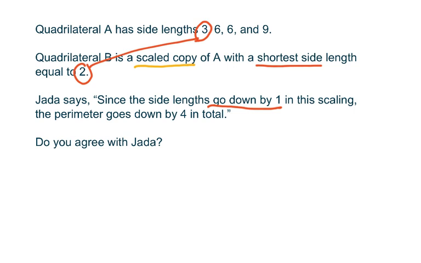Now that's not what we thought was going to happen here, because the perimeter over here, when I add 3 plus 6 plus 6 plus 9, gives me a total of 24. But when I add the lengths for the perimeter for the scaled copy, that gives me a total of 16. So Jada is incorrect, and she said it would go down by 4 in total because she was thinking it would be 1 inch for each of the sides. But in fact, it goes down by more than that.